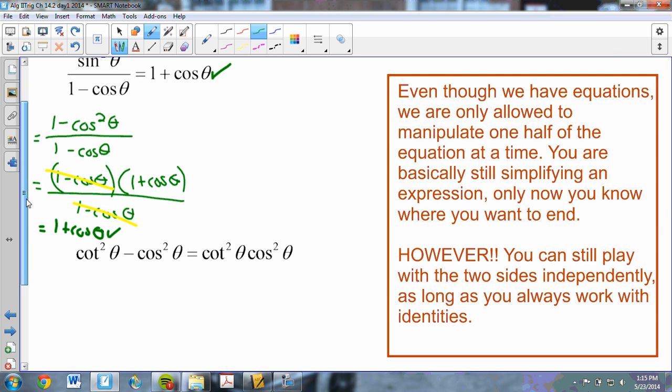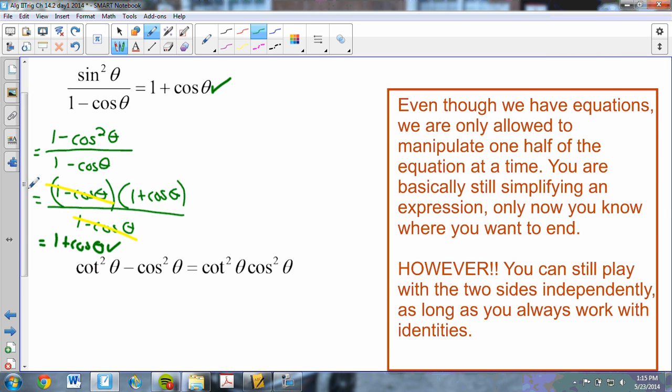So what we were doing before was simplifying, and now we're there, verifying that this actually does equal this. We can't assume they equal each other to start, which is part of why I can't do the same thing to both sides of the equation. I don't actually know if they equal each other. I'm trying to show that they do equal each other.